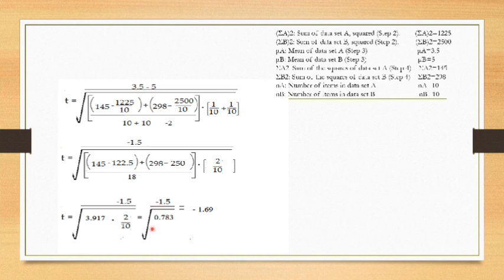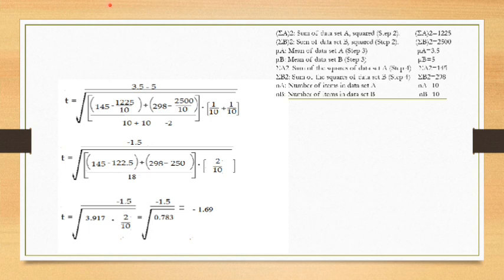At the top we have negative 1.5. Then we take the square root of it, which gives 0.783. And our final answer is negative 1.69. That is the result of the t-test we did. We saw the formula and the number of data in set A and the number of data in set B.